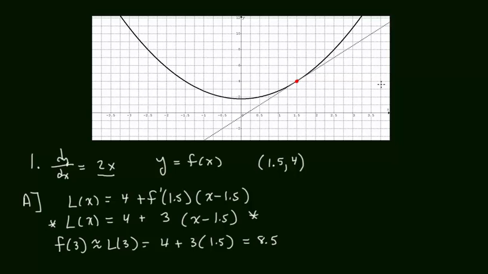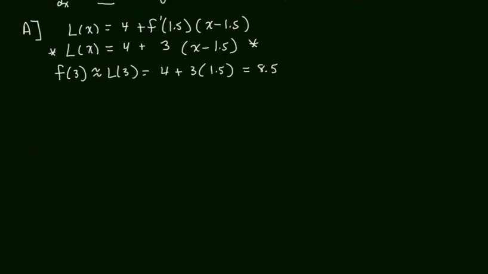We are estimating that at 3, the function's value will be approximately 8.5. The real value of the function is up here. That's going to be at the end of the problem. Part B. In Part B, we're going to use Euler's method of approximation to approximate f of 3. Our starting point, x0, y0, is the initial point, 1.5, 4.